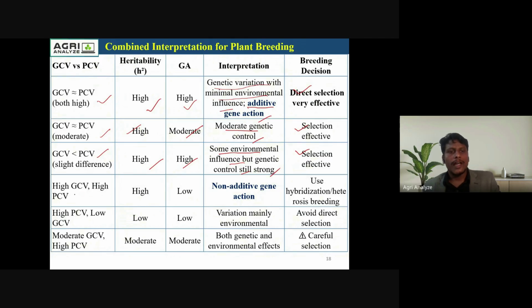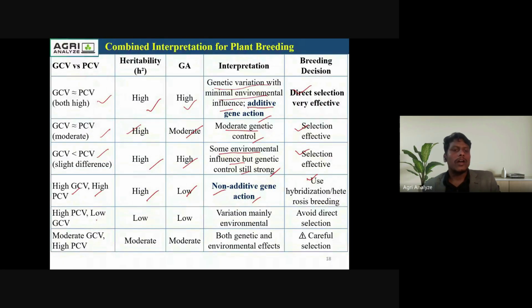If GCV and PCV are high, heritability is high, but genetic advance is low, avoid selection and use hybridization and heterosis breeding, because non-additive gene action takes place.